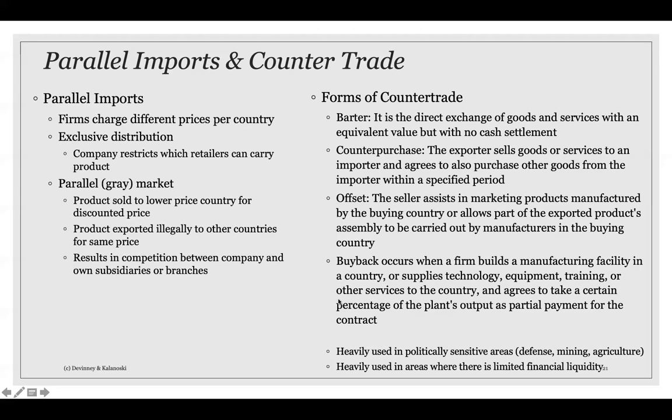And the other aspect of this is that there are lots of things like parallel imports and counter trade. There are different ways of engaging in more sophisticated pricing models. So counter trade, I gave examples of where essentially you have a barter arrangement, or you have counter purchase. I buy things from you, you buy things from me. You have buyback arrangements, where a firm builds a manufacturing system that gives guarantees of how much of it's used. These tend to be very political. They also tend to operate in areas in which there's financial liquidity.